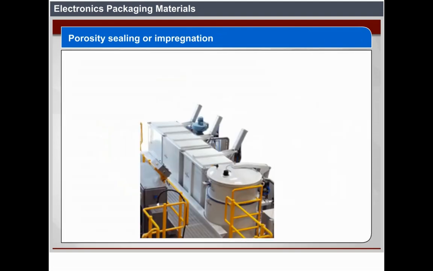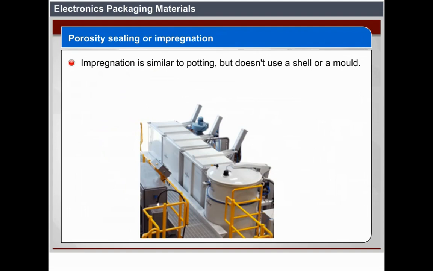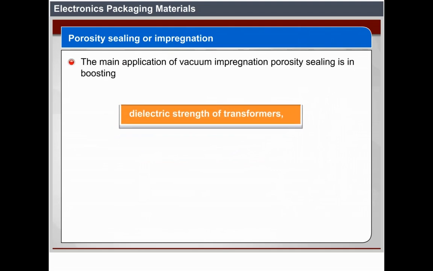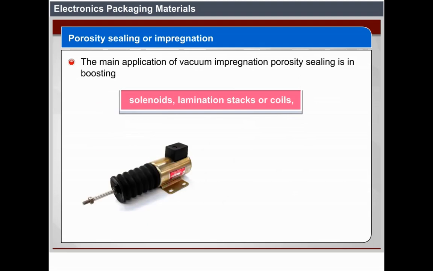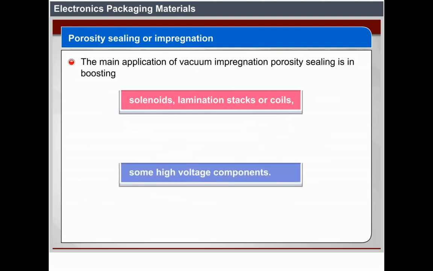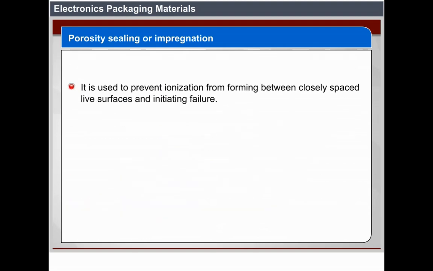Porosity sealing or impregnation. Impregnation is similar to potting but does not use a shell or a mold. The main application of vacuum impregnation porosity sealing is in boosting the dielectric strength of transformers, solenoids, lamination stacks or coils, and some high voltage components. It is used to prevent ionization from forming between closely spaced live surfaces and initiating failure.